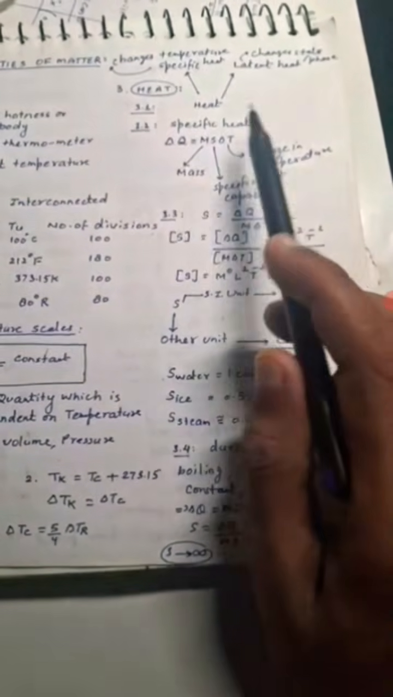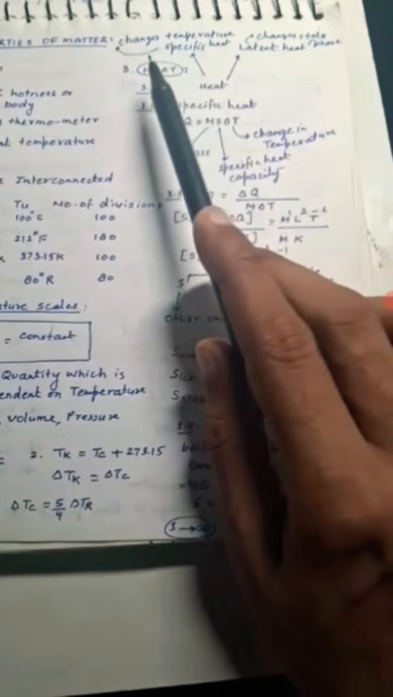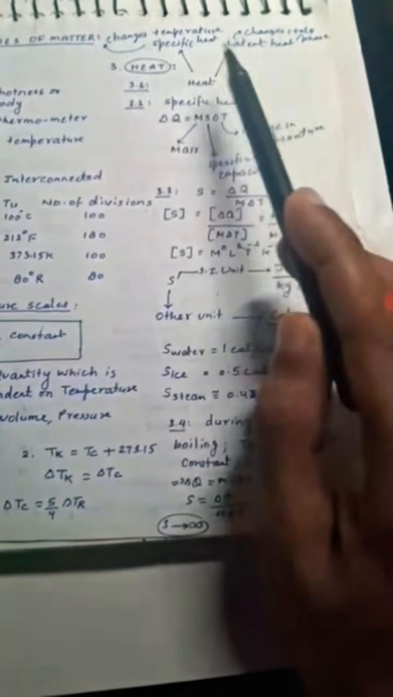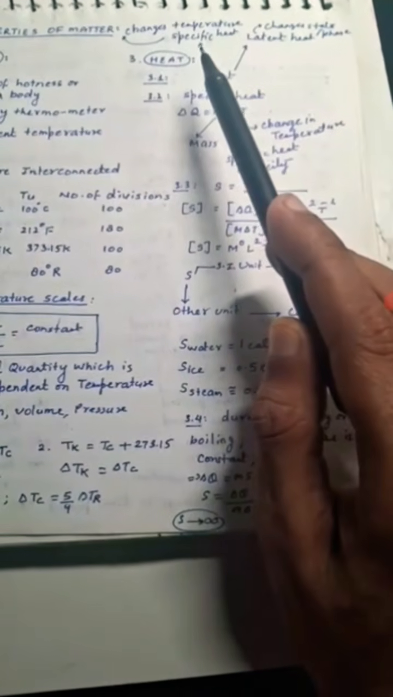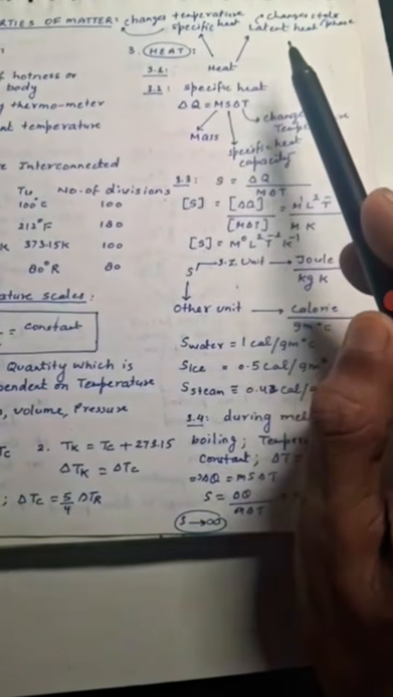Now there occurs a concept of heat. So heat can be categorized into two forms, either the specific heat or the latent heat. Specific heat deals with heat needed to change the temperature. Latent heat corresponds to heat needed to change the state or the phase.